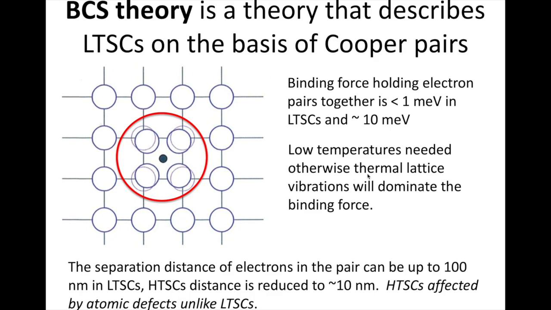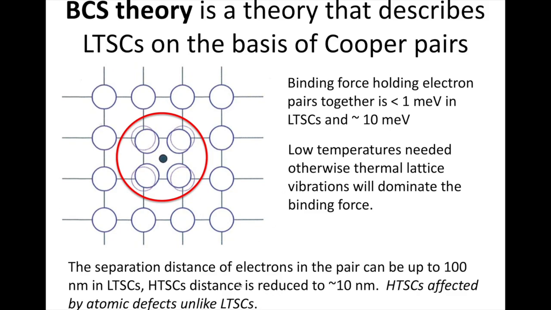So that explains why these low temperatures are needed, right? Otherwise, you would have thermal vibrations that would distort this binding force that's been created. And so that's why we need these low temperatures, so this binding force is enough to hold these electrons together and go through the material without interference. And so it can only happen at really low temperatures.